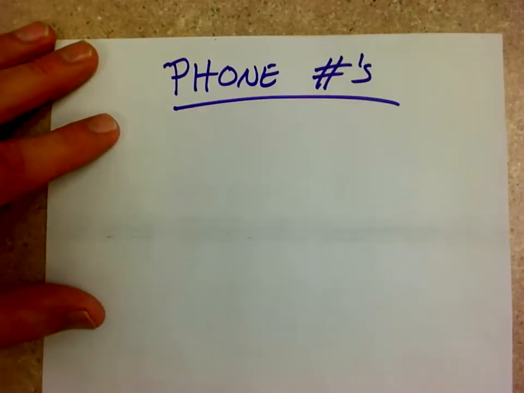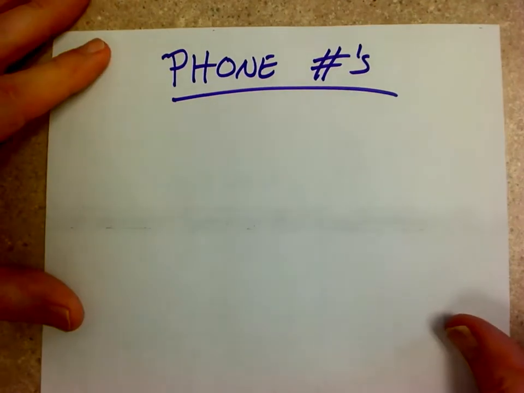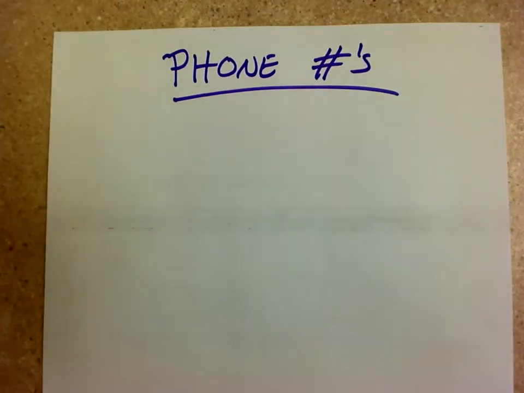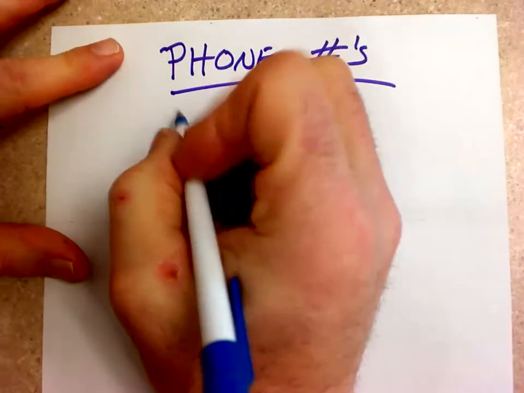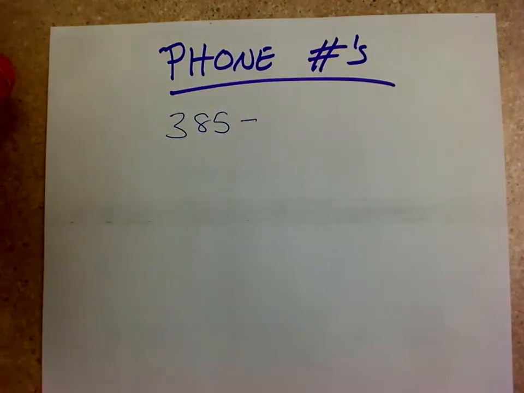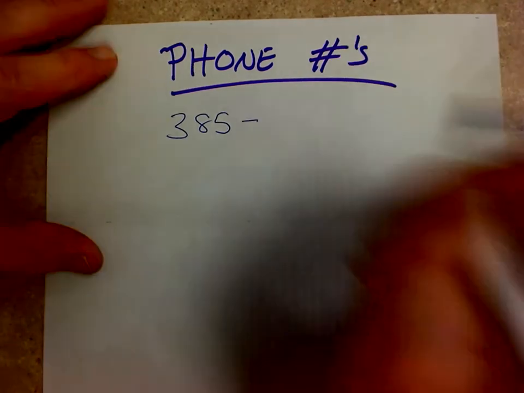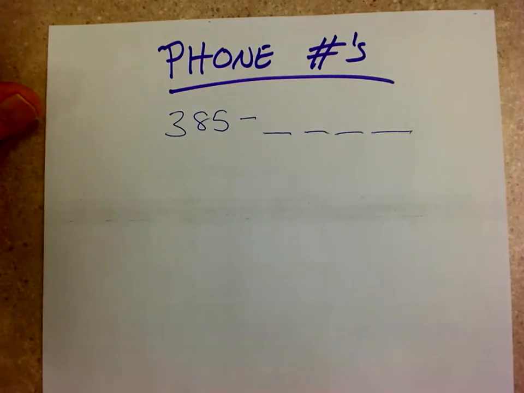We also like to increase this to some bigger counting situations. For example, how many different kinds of phone numbers can we have in Hocking County? We all know the first 3 digits of our phone numbers are going to be 385. That's pretty much standard, so we don't have to worry about that. The question wants to know how many different phone numbers we have. Well, we need those last 4 numbers.